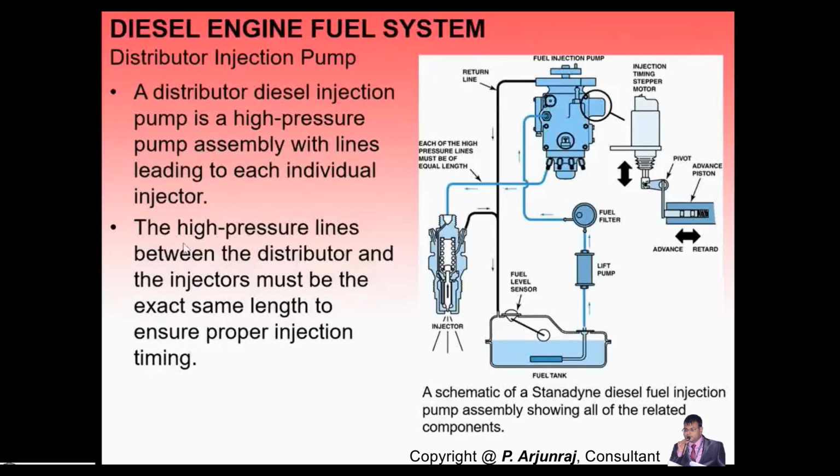What is important in the case of a distributor diesel system is that it has lines leading to each individual injector. Suppose it is a 2-cylinder or 3-cylinder engine, it has an individual injector for each and every cylinder. So the pressure line between the injector and the distributor must be the same length to ensure proper injection timing.